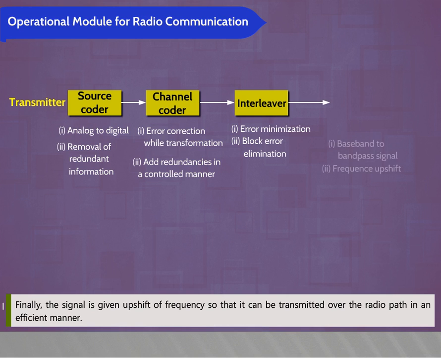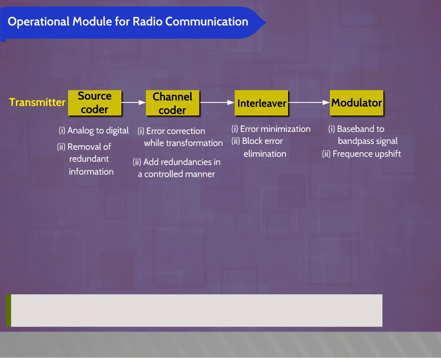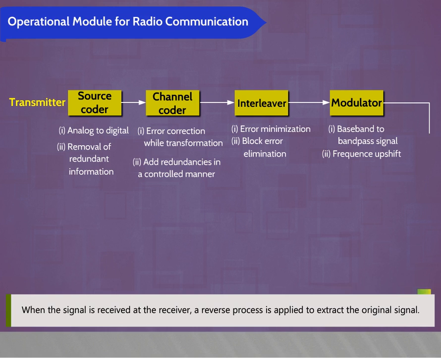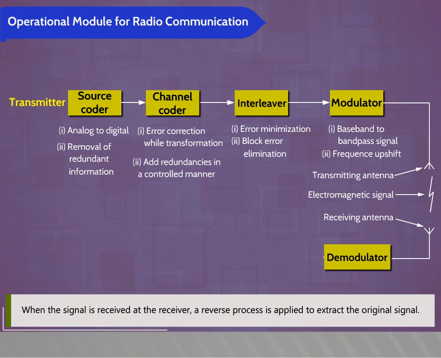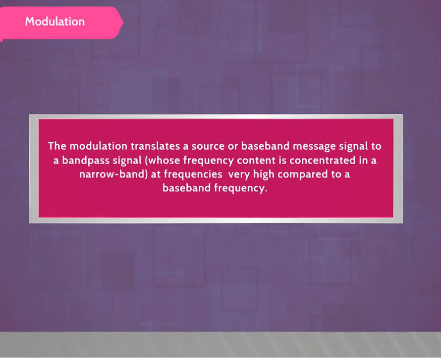Finally, the signal is given upshift of frequencies so that it can be transmitted over the radio path in an efficient manner. When the signal is received at the receiver, a reverse process is applied to extract the original signal. Modulation. The modulation translates a source or baseband message signal to a bandpass signal whose frequency content is concentrated in a narrow band at frequencies very high compared to a baseband frequency.